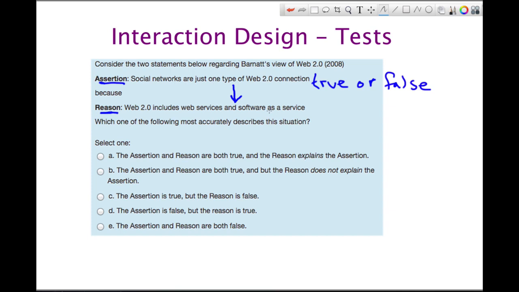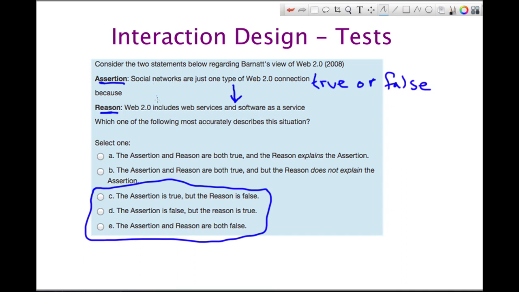So the approach to answering these kind of questions, the first thing that you should do, my advice, is to work out whether these two statements are true or false. If either of them is false, the question gets a bit easier because it means that it's one of these three options. However, if you decide that they're both true, then you have to work out what the relationship is between the two.